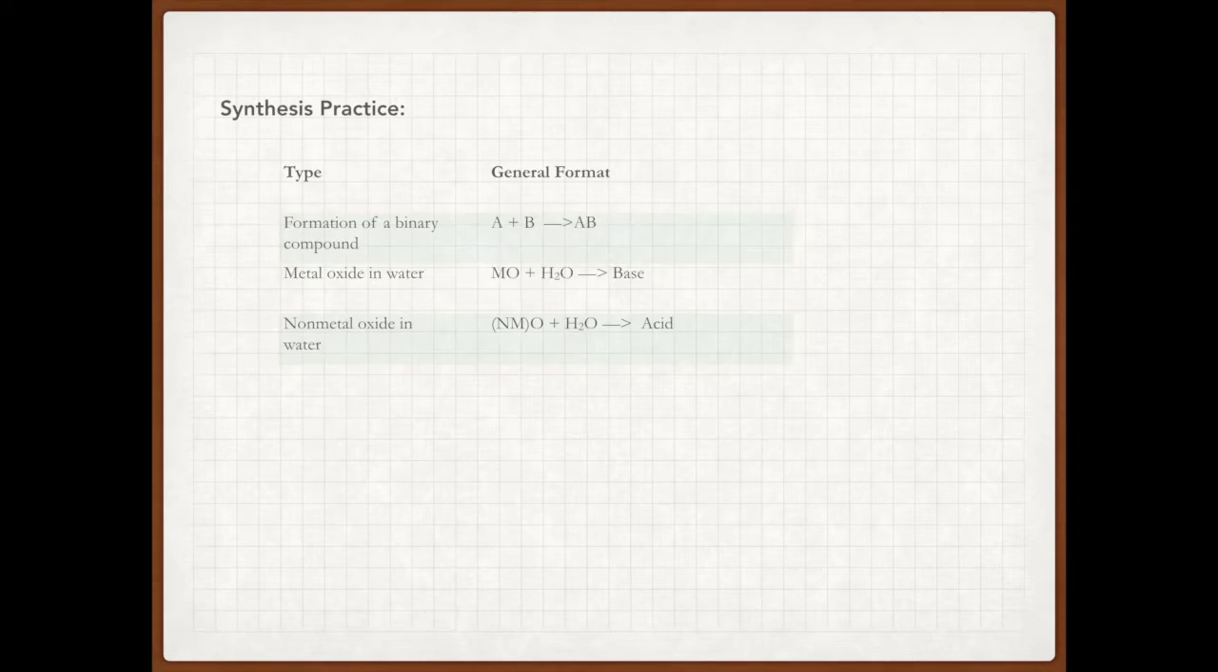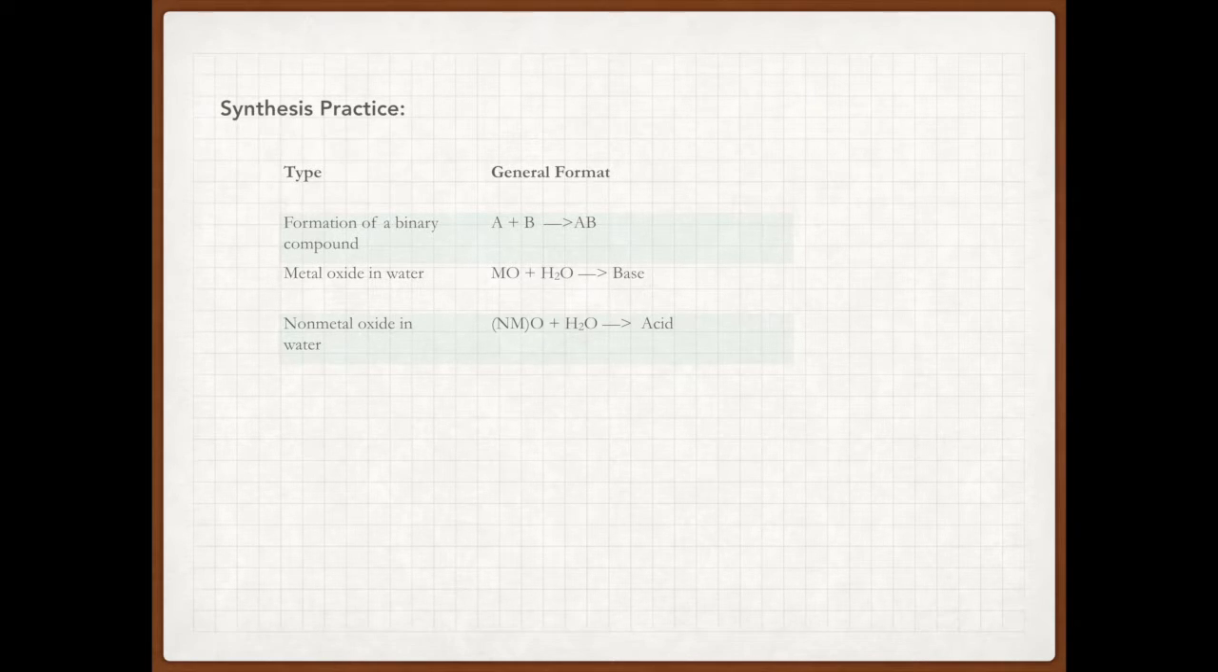So the first type of reaction that we looked at were synthesis reactions. And in synthesis reactions, there are three different main types that we looked at. The first one was the formation of a binary compound, meaning you take two elements, combine them together to form one product. The next type is a metal oxide in water.